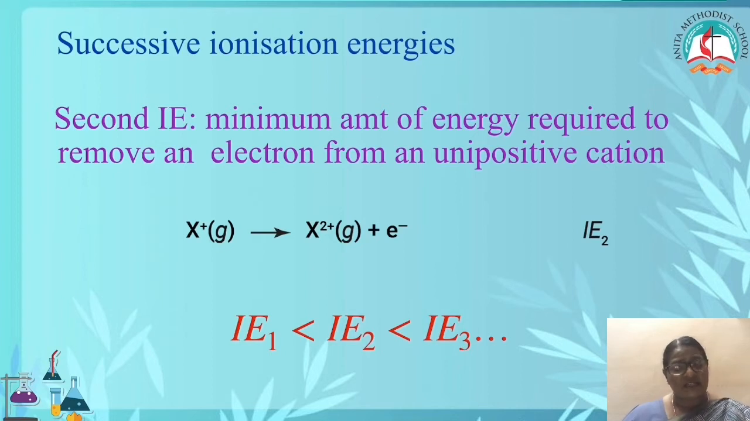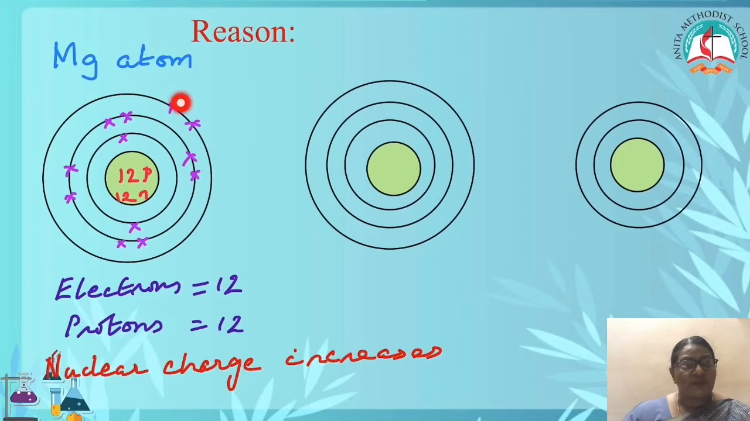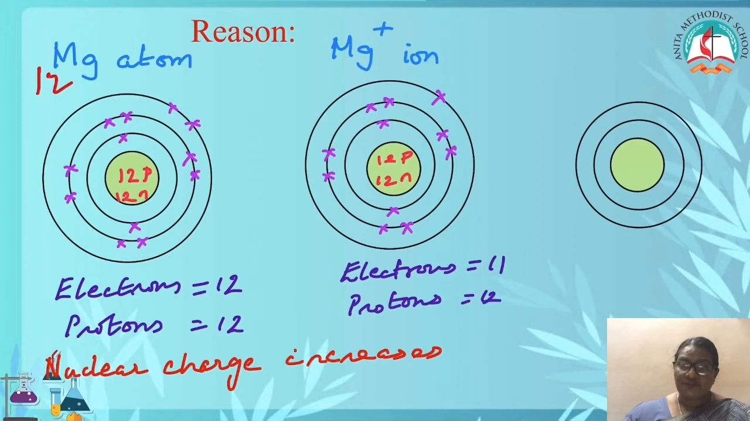Now, let us try to understand the reason for this. I have taken the magnesium atom as an example. Now, this is a magnesium neutral atom. We know the atomic number of magnesium is 12. So, there are 12 electrons and 12 protons in the atom. Now, this is a monopositive ion. I have spent some energy and removed one electron to form the Mg plus ion. So, in this case, the protons are 12 and electrons are 11. What do we expect? We expect the size to be smaller than this one, as we have seen already.